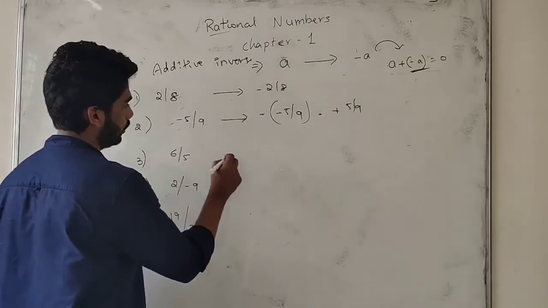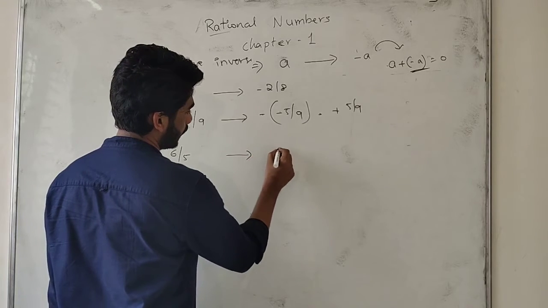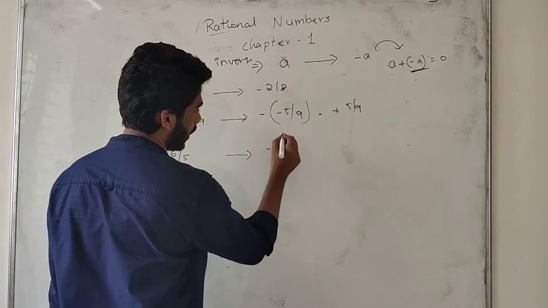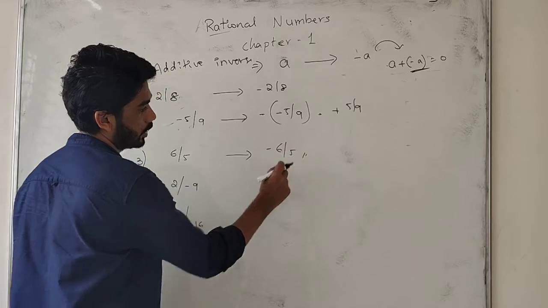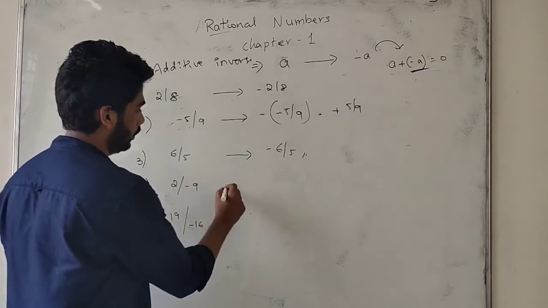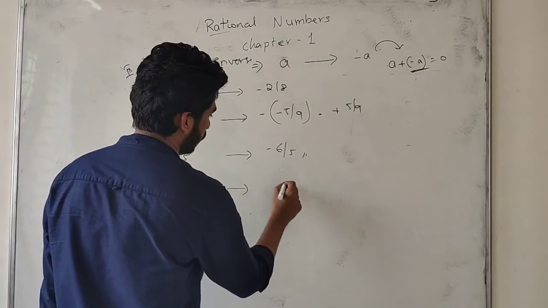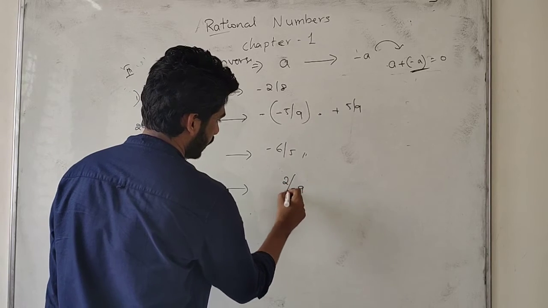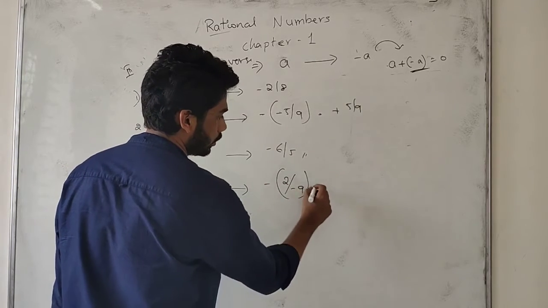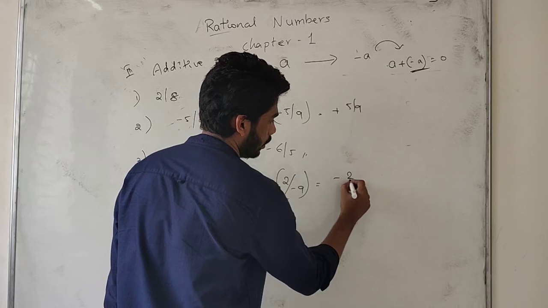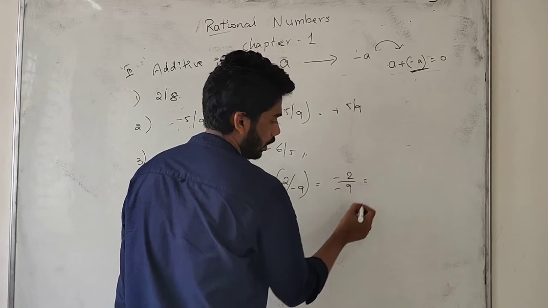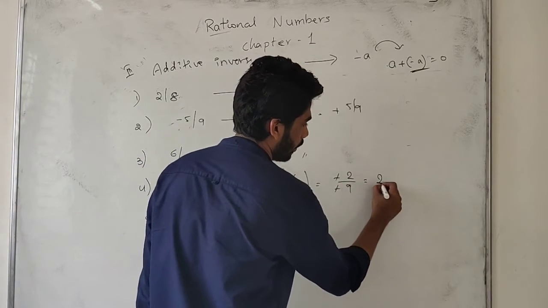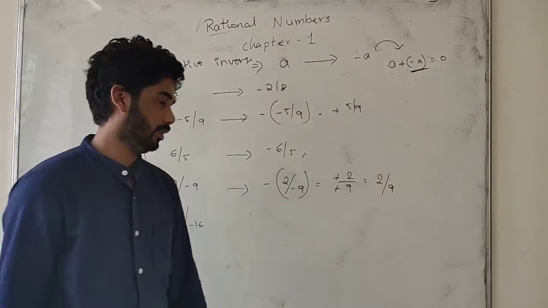Now the third one: 6 by 5 is there, we have to apply minus. So this is the required answer, minus 6 by 5. Okay, next one. 2 by minus 9 is there, so we have to apply minus. So minus 2 by minus 9. The minus signs will be cancelled, so your required answer will be 2 by 9.